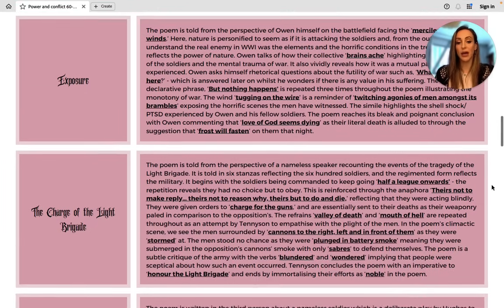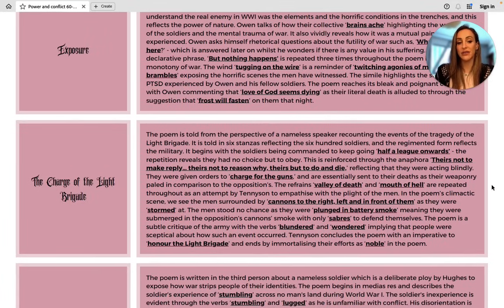The Charge of the Light Brigade. The poem is told from the perspective of a nameless speaker recounting the events of the tragedy of the Light Brigade. It is told in 6 stanzas reflecting the 600 soldiers, and the regimented form reflects the military.